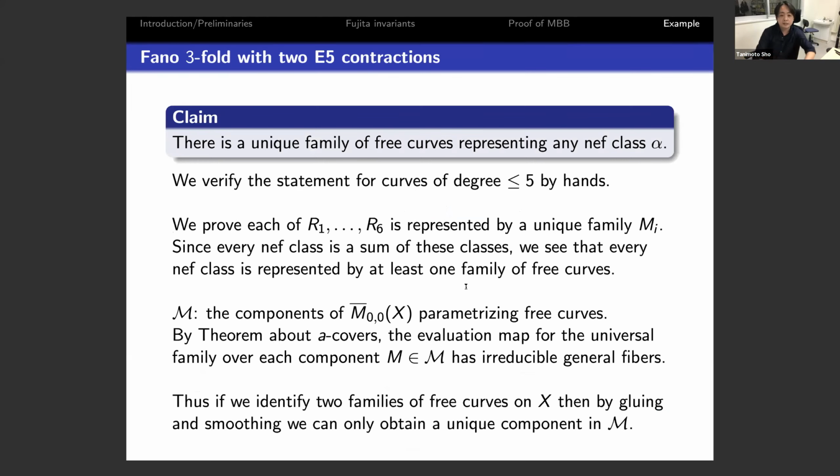There's a unique family of free curves representing any NF class. So we verify this statement for curves of degree less than or equal to 5 by hand. Low degree curves we need to handle by hand. And then we also prove each of R1 to R6 is represented by a unique family MI.